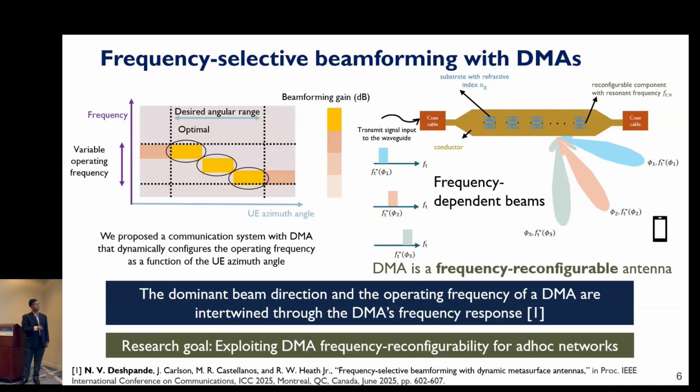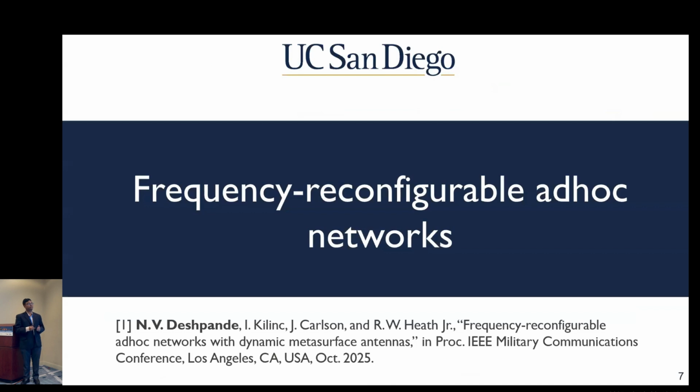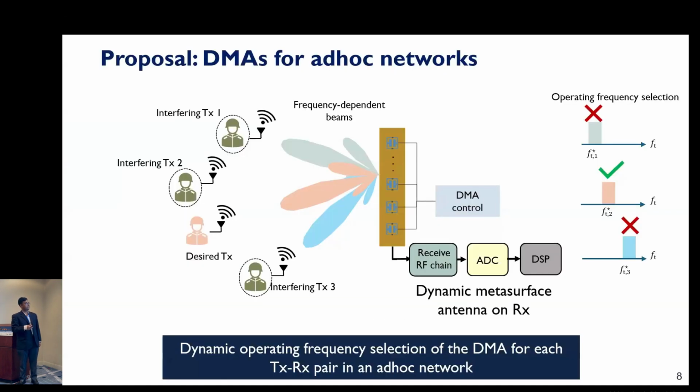So in our proposal, we are proposing frequency-reconfigurable ad hoc networks with dynamic metasurface antennas. Here in an ad hoc network, there are multiple TX-RX pairs, and for each receiver, there are multiple interfering transmitters as well, and we want to cancel out those interfering transmitters by dynamically changing the operating frequency of the DMA through this low power electronics.